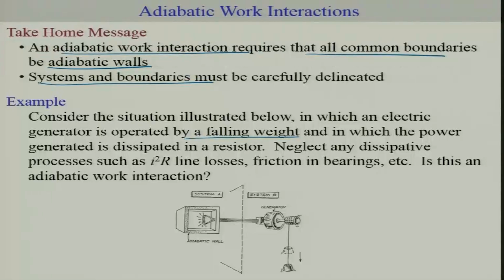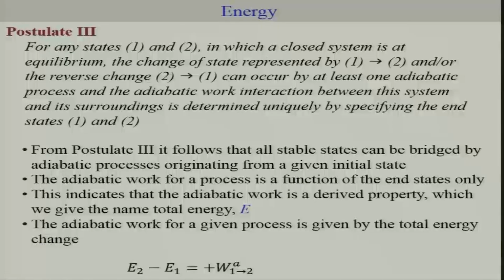So, now I move from this adiabatic work, and let us get to the energy, and then we will try to connect this adiabatic work and energy, and later to the first law. So, this is another postulate, again just to reiterate our understanding here. For any system 1 and 2 in which a closed system is at equilibrium, the change of state represented by 1 to 2, or the reverse change, can occur by at least one adiabatic process, and the adiabatic work interaction between the system and its surroundings is determined uniquely by specifying the end states 1 and 2.